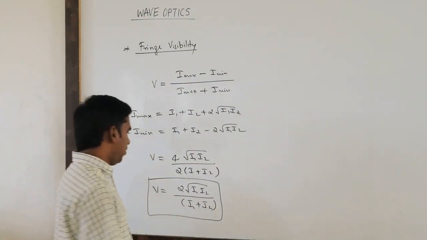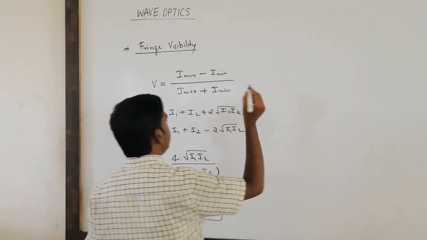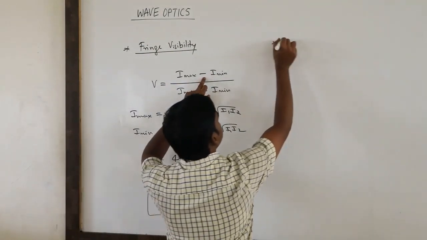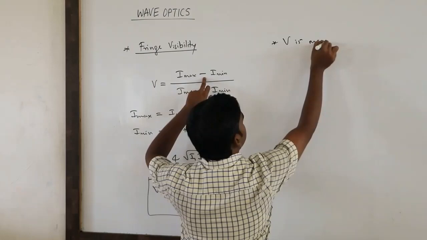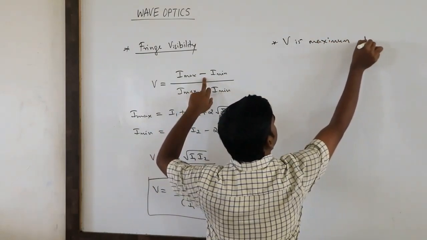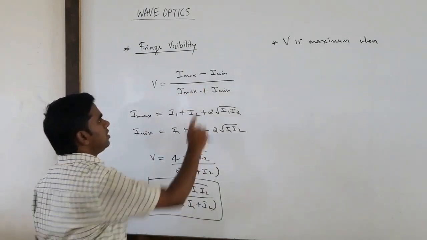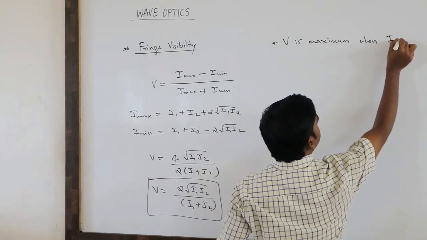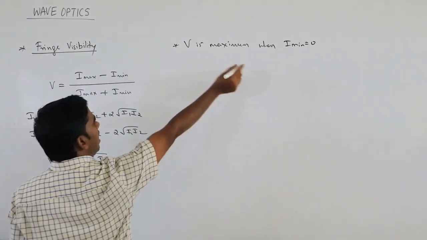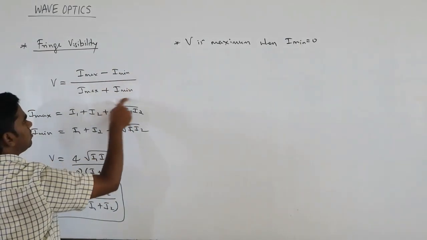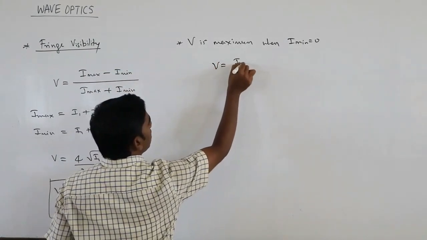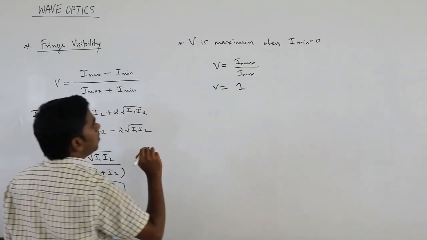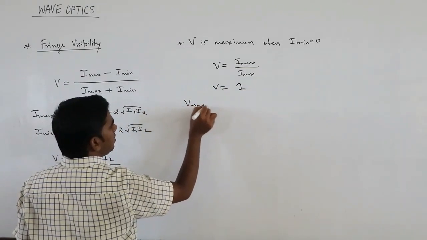Now, when is V maximum, or what is the maximum value of V? V is maximum when I minimum is 0. If I minimum is 0, then the terms with I minimum become 0, and V becomes I maximum divided by I maximum, that is, V is going to be 1. So the maximum value of V is 1.